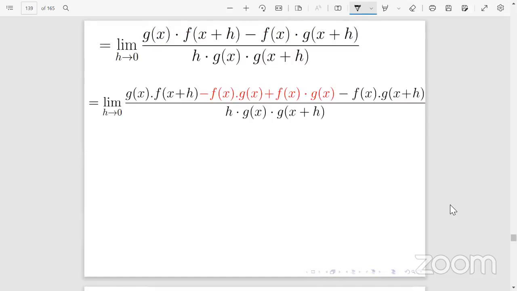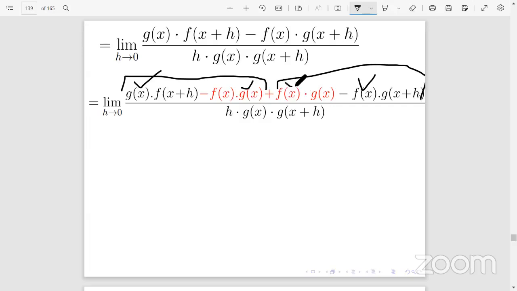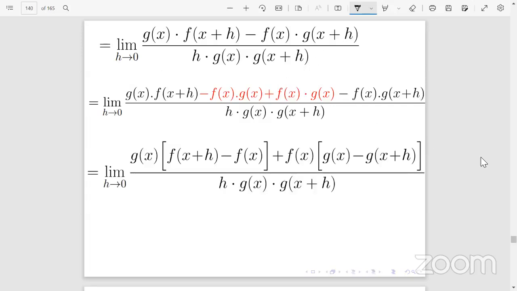From what we have here, we add and subtract f of x times g of x, because we want to do the same thing that we did with the product rule. After adding and subtracting, please know that this is the same thing. These two cancel and give 0, so we didn't change anything. Looking at the first two terms, as you can see, we have g of x common, and looking at the last two terms, we have f of x common, so we can factor those out.